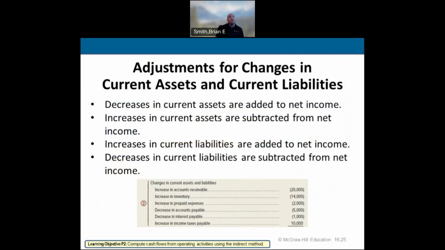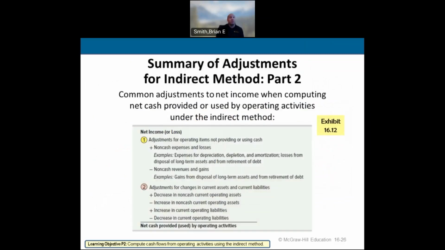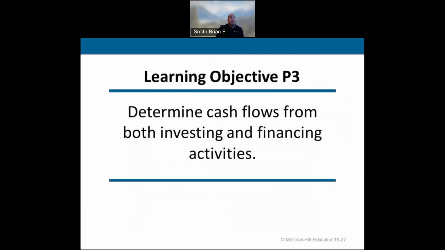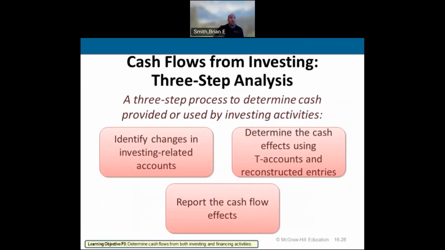All right. So there's your second part there. We already showed you. So here's your summary of adjustments for indirect method for the operating activities. Then the rest is the same, whether it's investing or financing activities, and it's just logical. If you spent money to purchase something, it's going to be an outflow. If you sold something, it's going to be an inflow of cash.